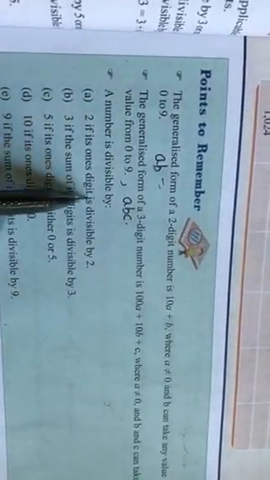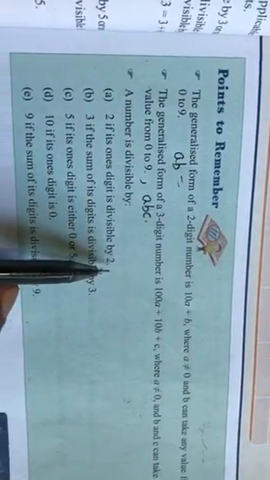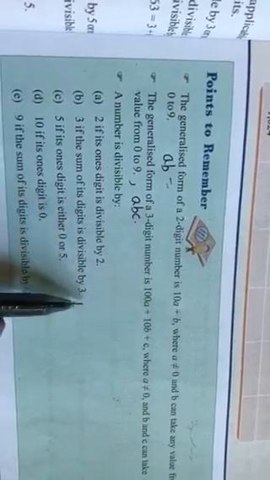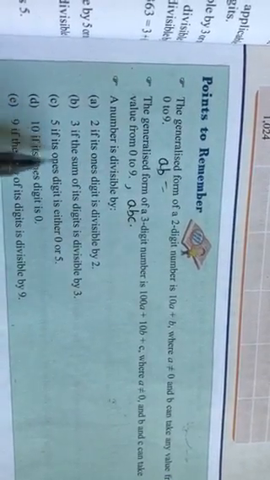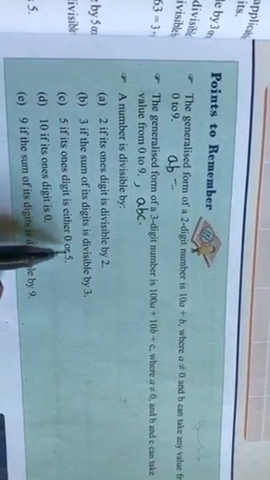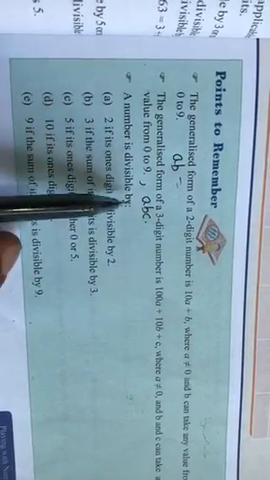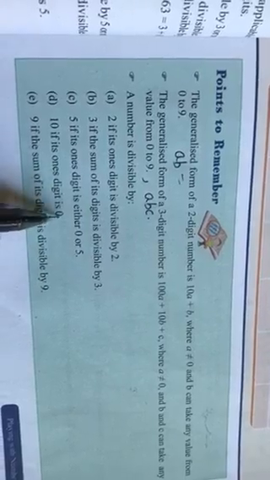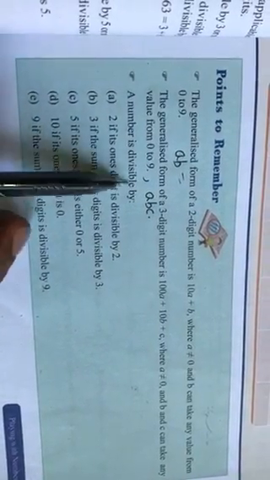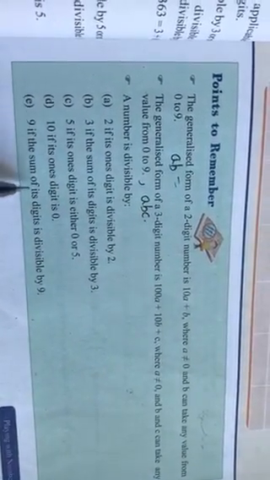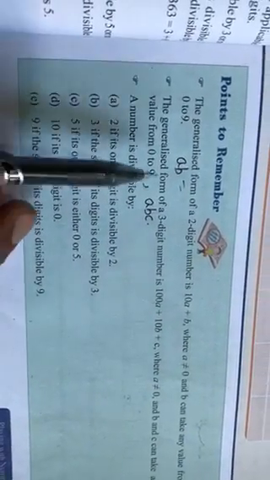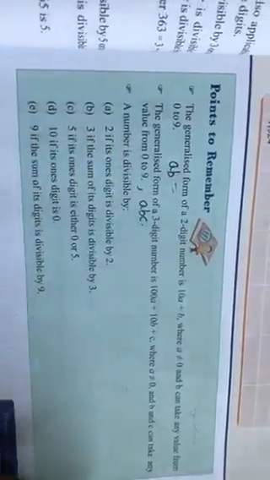A number is divisible by 2 if the ones digit is even. It is divisible by 3 if the sum of digits is divisible by 3, and divisible by 5 if the ones digit is either 0 or 5, right? And a number is divisible by 10 if it contains digit 0 at the unit place, right? And the given number is divisible by 9 if the sum of its digits is divisible by 9, right? So these are the key points that you have to learn for exam purposes.